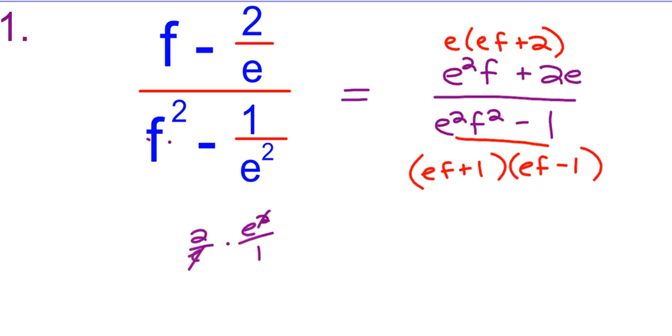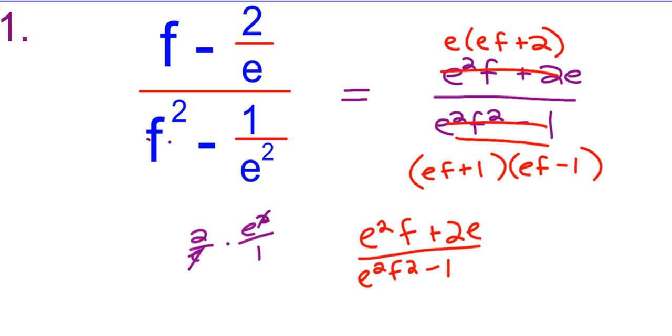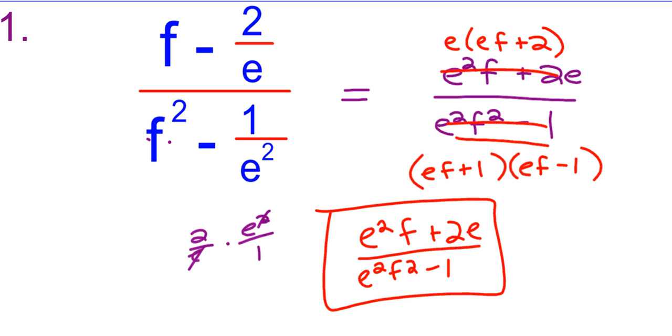As you can tell, nothing cancels in red. I can't cancel anything that's up there. So my original answer in purple would be the correct answer: e squared f plus 2e over e squared f squared minus 1. There's one way to write that answer, or I could write it as I have it reduced.